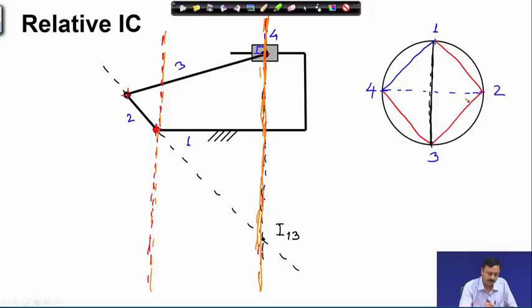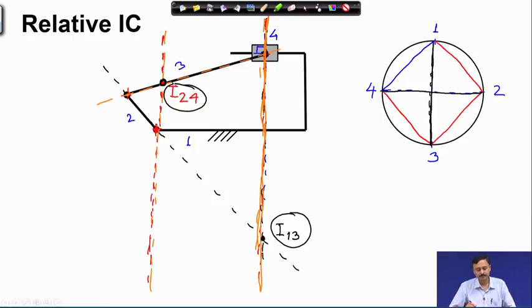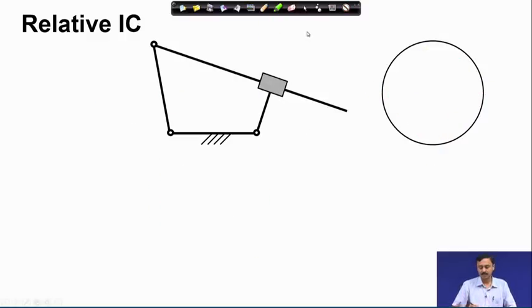The other path is I23, which is here, and I34, which is here. So, it is this line. I24 must lie on this line as well. So, this intersection point is I24. So, now I also know I24. I have located all instantaneous centers of rotation. Let us move to the next mechanism.